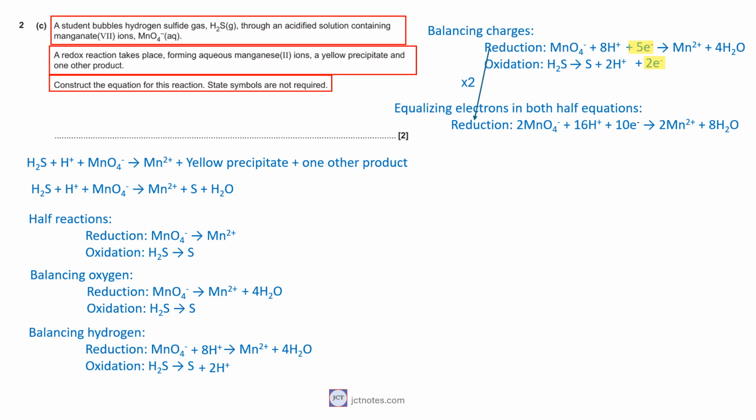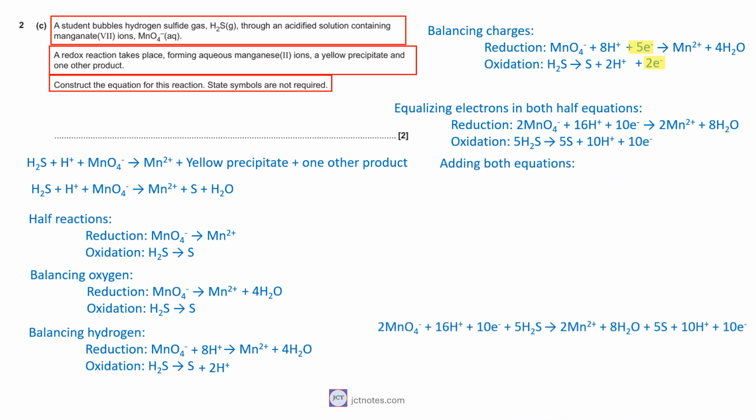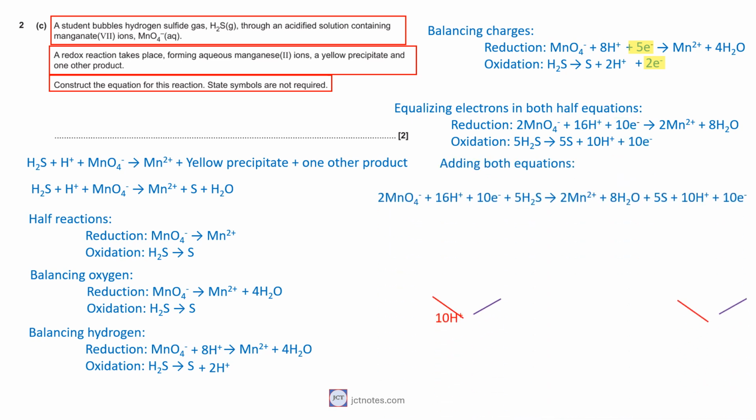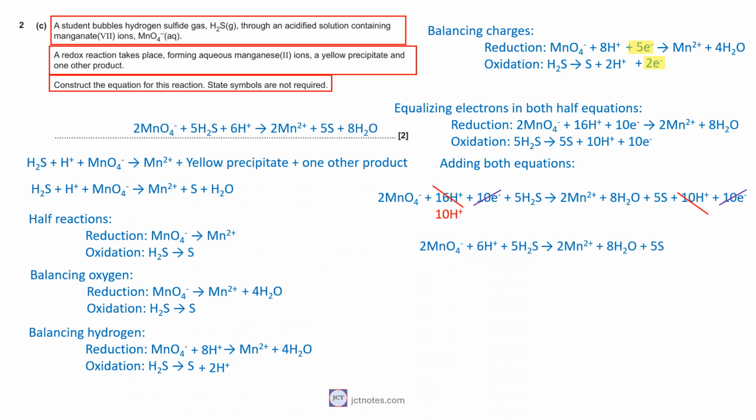Therefore, we multiply the reduction by 2 and the oxidation by 5 and both half reactions have the same number of electrons. Adding both equations. Cancelling common terms, electrons and protons. Therefore, the answer is, 2 moles of permanganate reacts with 5 moles of hydrogen sulfide gas and 6 moles of protons to produce 2 moles of manganese 2+, 5 moles of sulfur and 8 moles of water.